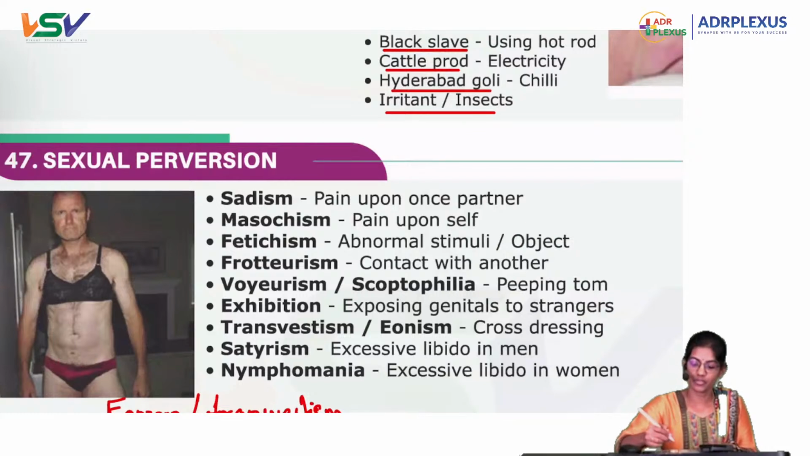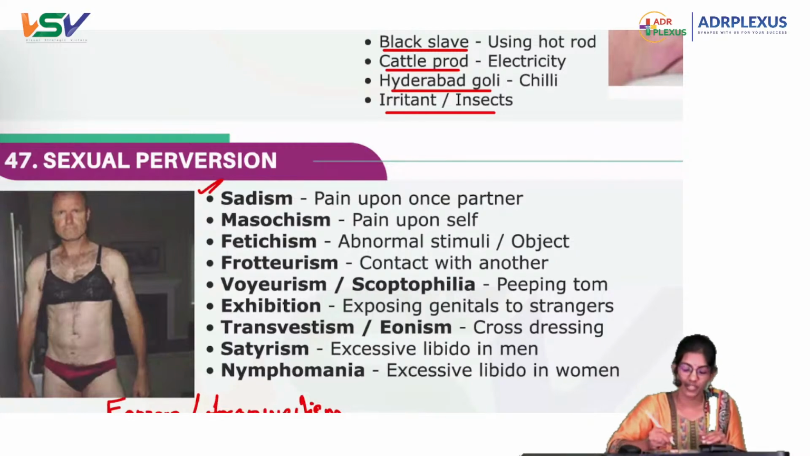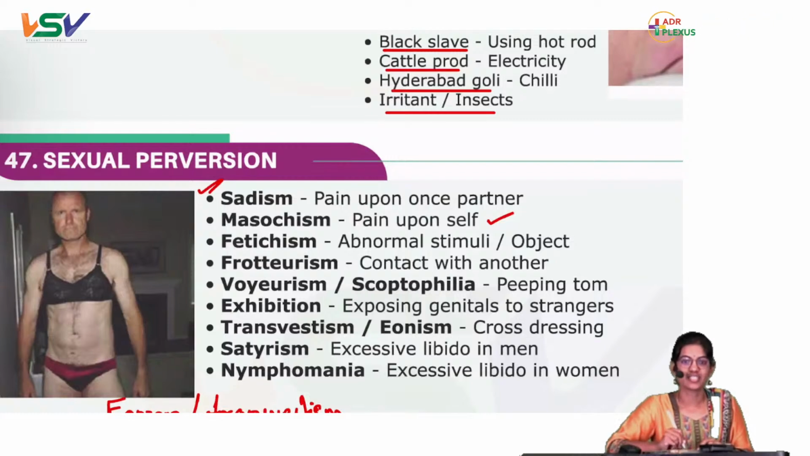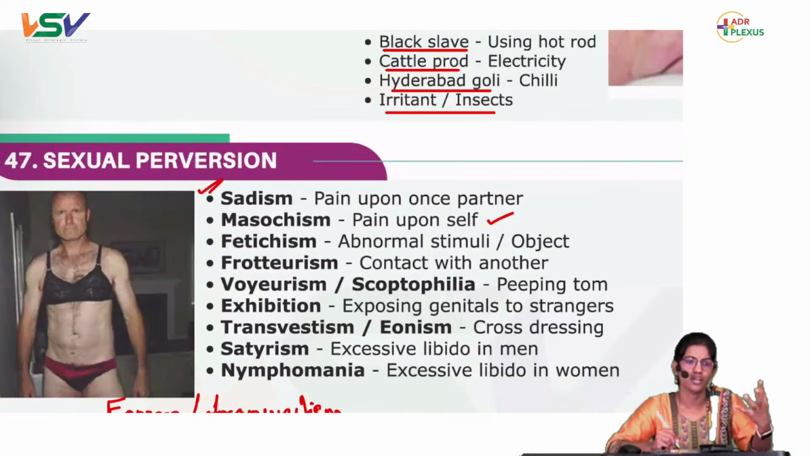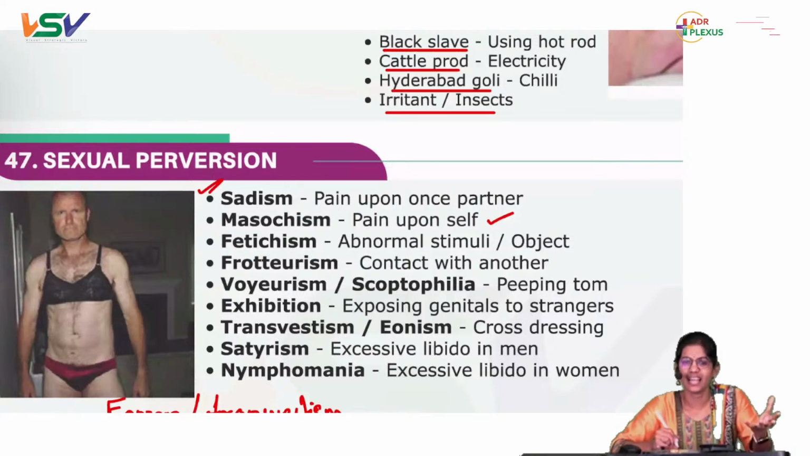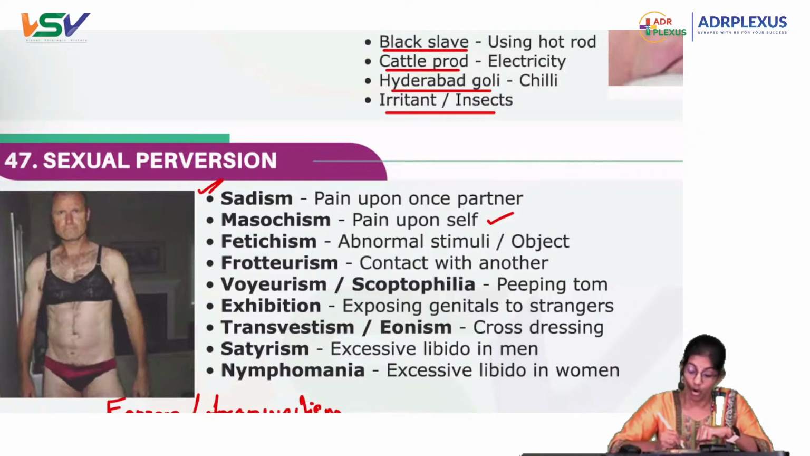Sadist means someone producing pain on another, right? Sadism. Masochism, they produce pain on themselves. Fetishism is like abnormal stimuli or an object, right? Like any material, like a churidar or a brassiere or any inanimate object, if they use a rock or anything like that, that is called fetishism.